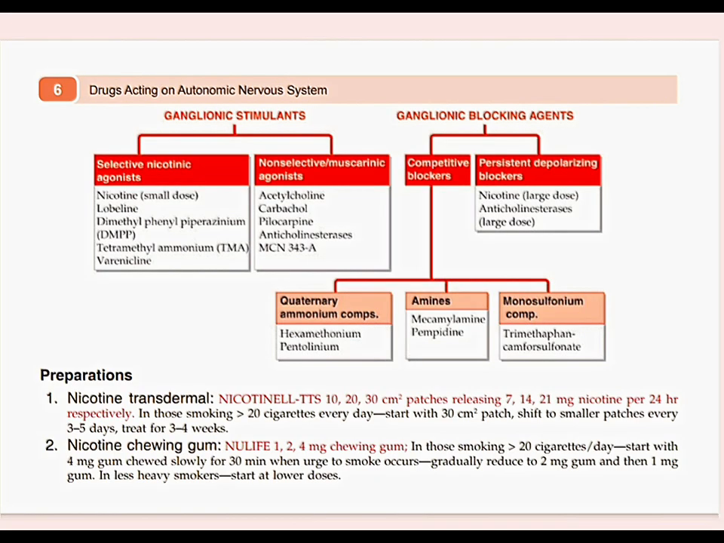Before moving towards the classification, we need to know what is ganglion or ganglia. Simply, it is a relay station or a junction. It contains the cell bodies of different neurons. It functions as a communication link between the peripheral nervous system and the central nervous system. So ganglia is simply a relay station.